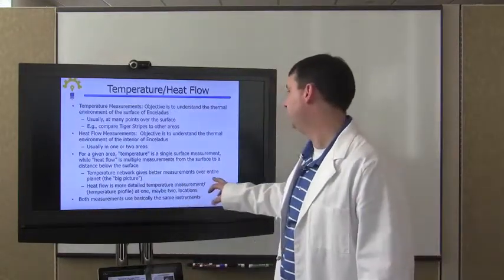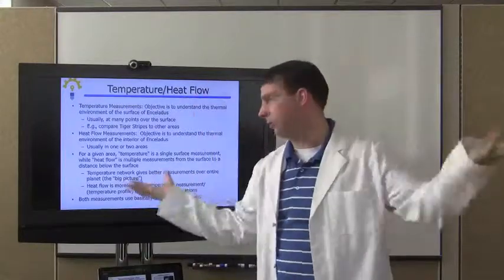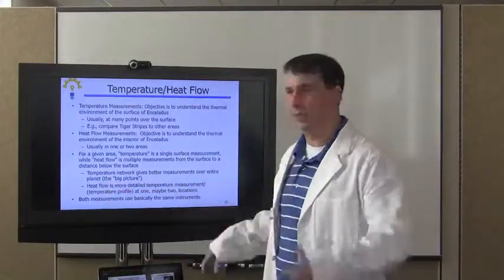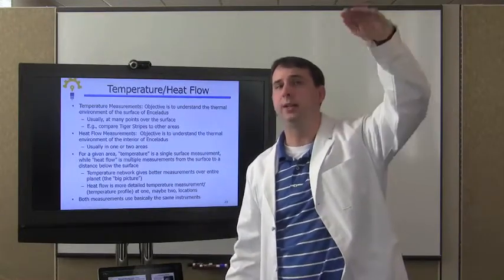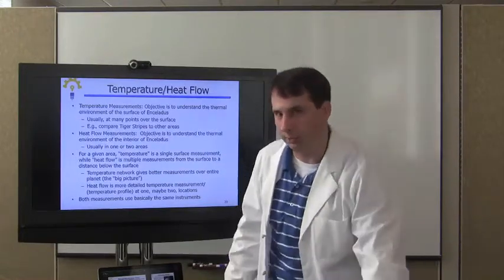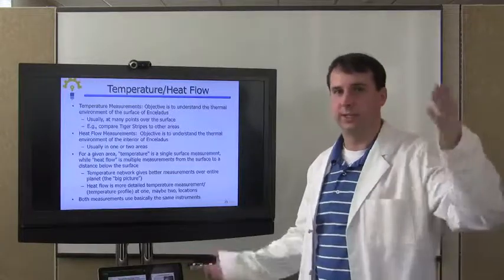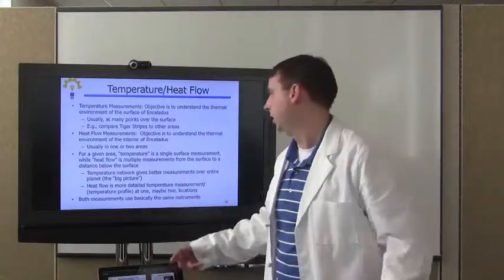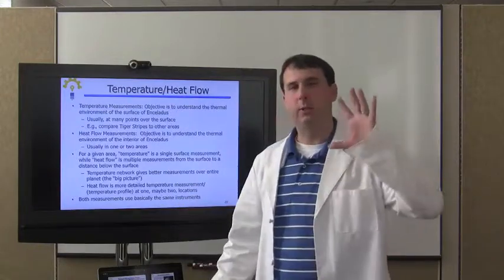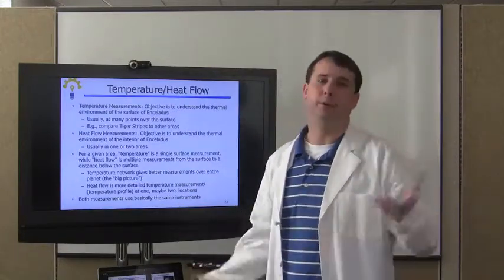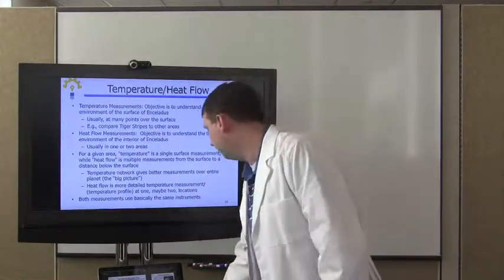Temperature network provides better measurement over the entire planet. It's a big picture measurement. Heat flow is a temperature profile, basically. How does the temperature change for one single location? How does it change from the surface as you go deeper down into the surface, like 10 meters or whatever? Maybe two locations if you're lucky. Both measurements use basically the same instruments. Thermocouples are what we're going to use.